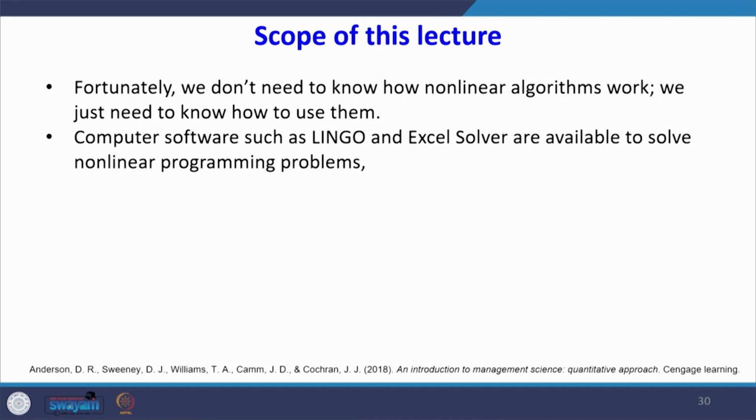The important point I want to emphasize here is that the scope of this lecture is not the different algorithms. Fortunately, we do not need to know how nonlinear algorithms work, we just need to know how to use them, especially in the management context. Computer software such as Lingo and Excel Solver are available to solve nonlinear programming problems, but in this course we are going to use only Excel Solver for solving nonlinear problems.